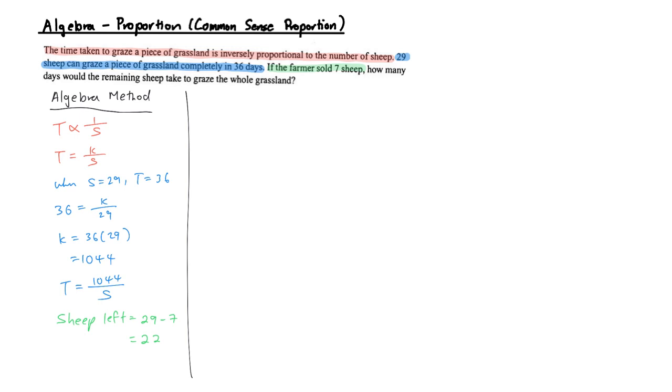So when S equals 22, you substitute it back into the equation. T equals 1044 over 22. That will give you 47.45 days, so you round off to 47.5 days. Now this is the algebra method. I'm going to show you now the common sense method.